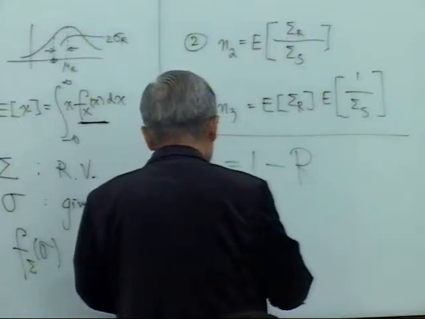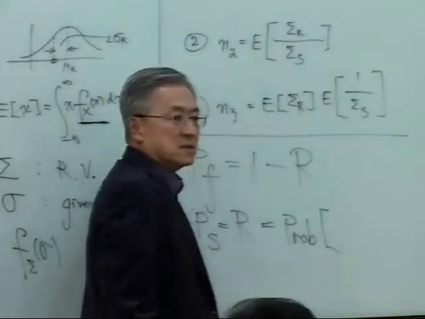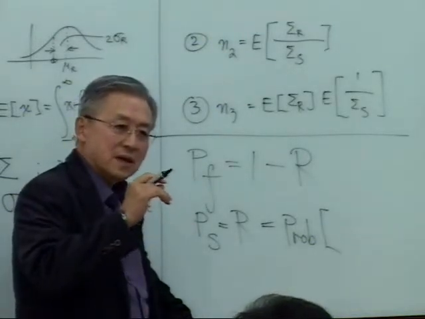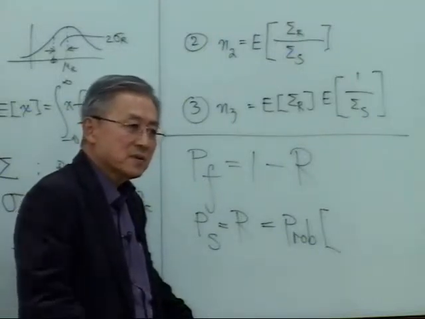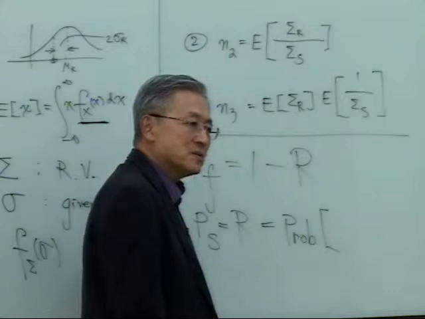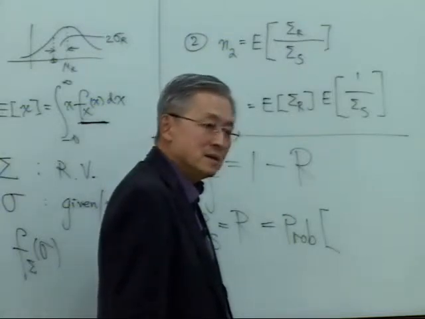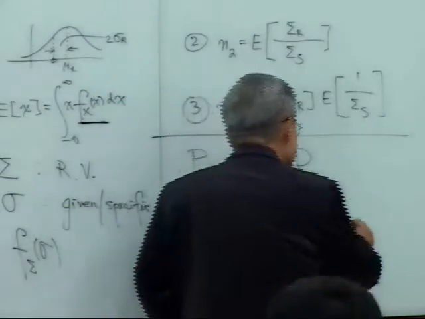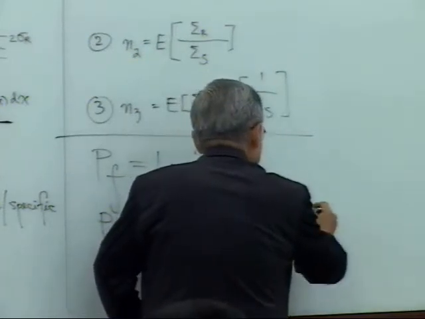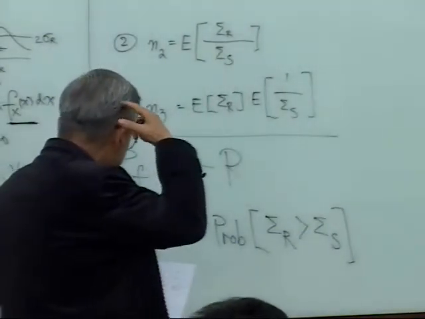So the reliability R is equal to the probability, such that easiest way to remember is yield stress is always higher than actual stress. So cast into probabilistic concept is sigma R is greater than sigma S. So using this notation, sigma R is greater than sigma S. Very easy way to remember.